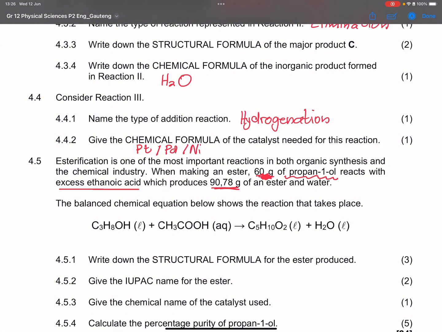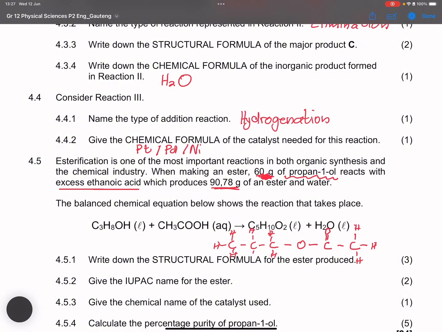So the first question that they ask us there is write down the structural formula for the ester produced. So note, what did we take? We took propan-1-ol, right? So it has 3 carbons. And we've got that oxygen that's in line with the carbons. And we took ethanoic acid, so we're going to have C with a double bond O. Everything else is just a hydrogen there. We're going to place those hydrogens, and that is the ester that we have. So that's what our ester looks like.